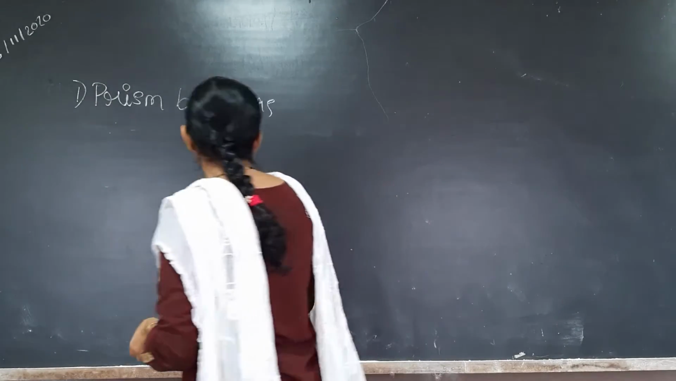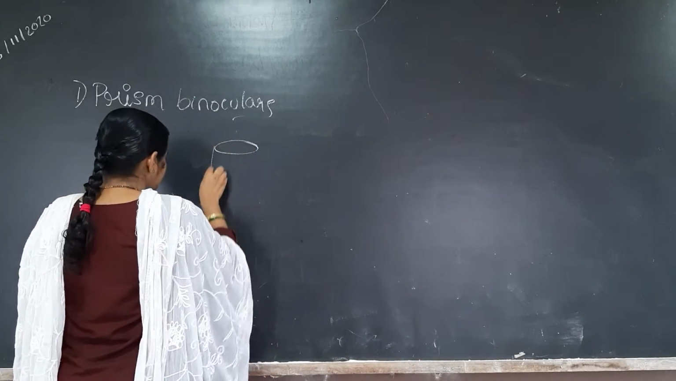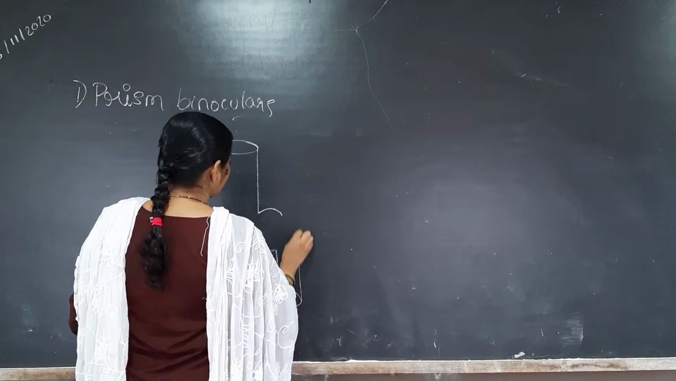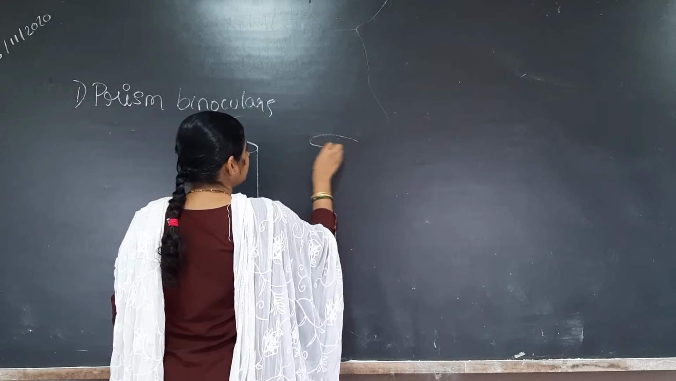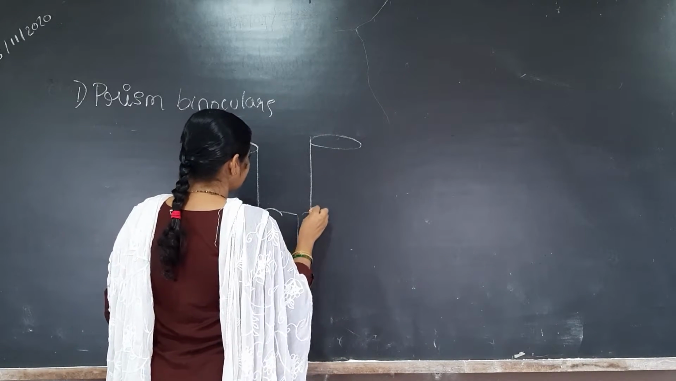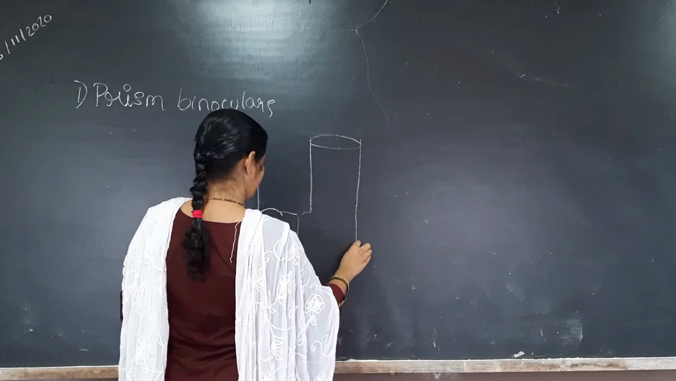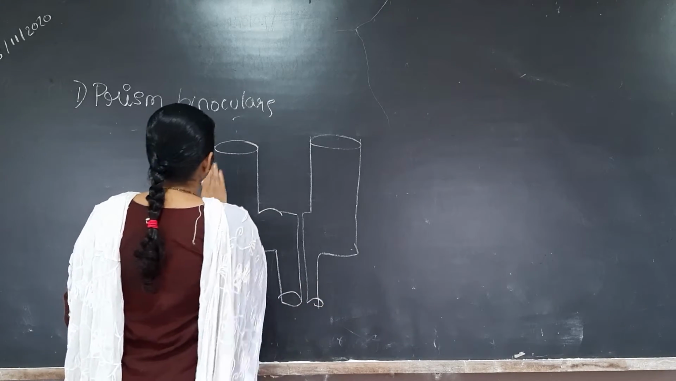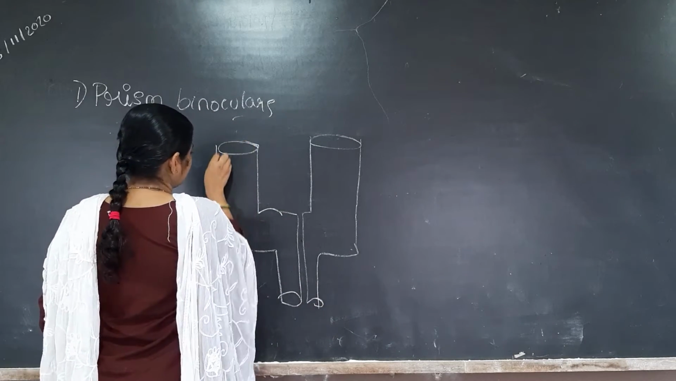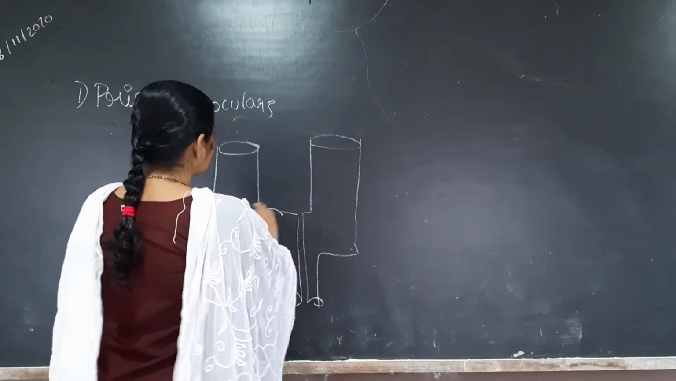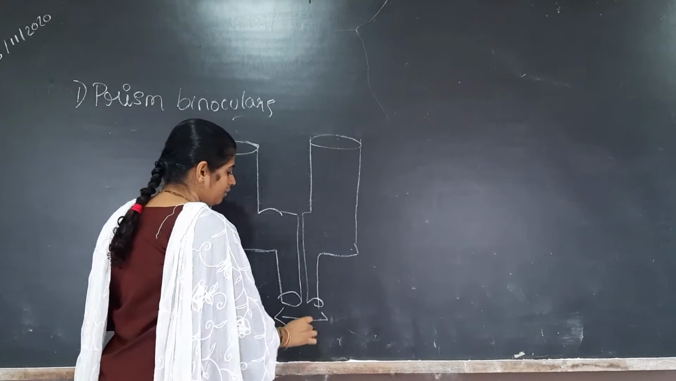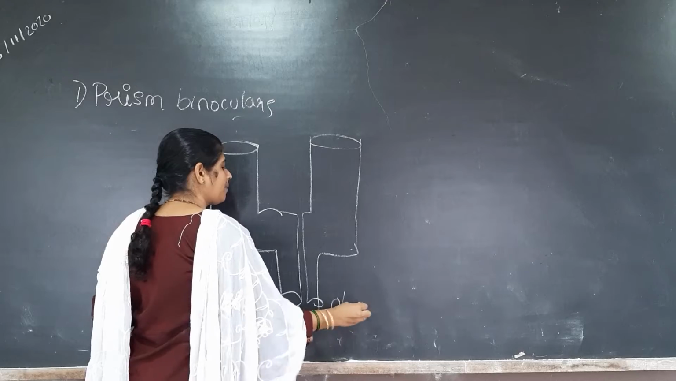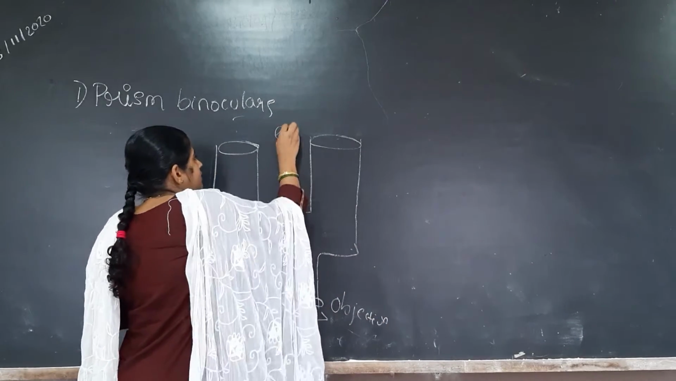So how it will be, that we will see. This is the eyepiece, and here this is the objective lens. Likewise, one more cylinder will be there. Like this, the distance between these two cylinders will be much less than our eye distance. So this is the objective lens, and this is the eyepiece.